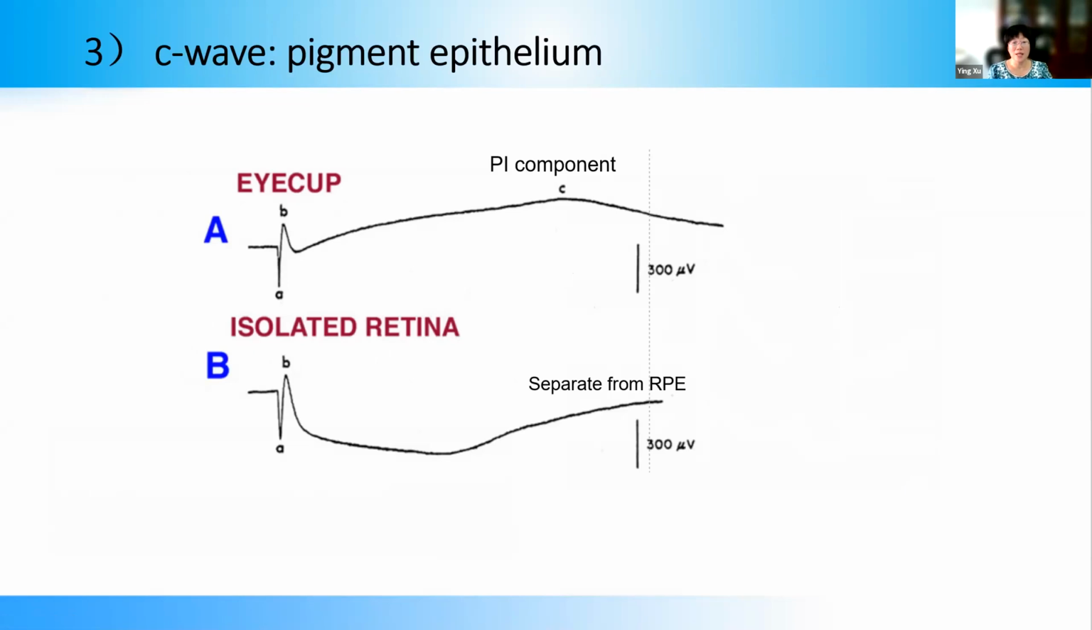And then next, the C wave. Remember in the previous slide, I showed a series of experiments. When people record from the eyecup, there is a clear A, B, and then C wave. But when they isolate the retina from the RPE, the C wave disappeared. So that indicates the C wave actually came from the RPE, or retinal pigment epithelium.